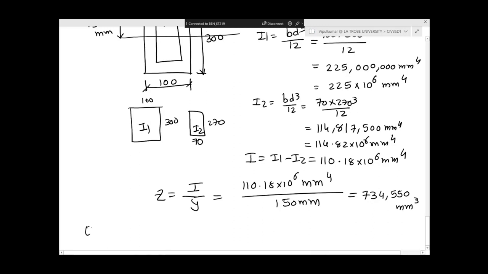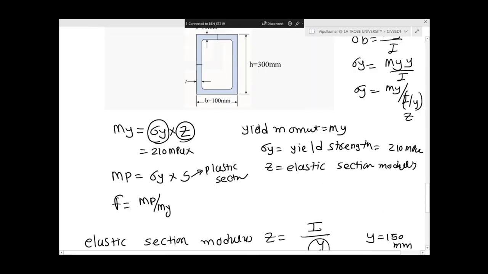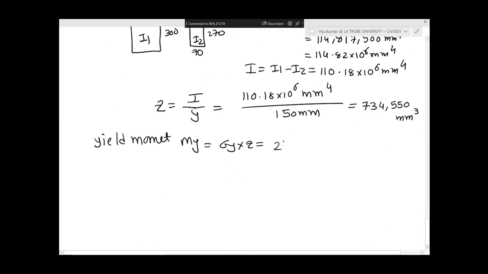So the yield moment My is equal to sigma y times Z. Sigma y is 210 megapascals times 734550 millimeter cubed. Megapascals, millimeters, do they go together? You know what I mean? When you multiply, you should have consistent units. What is megapascals? What is megapascals equal to? How much? Newtons per meter square, okay.